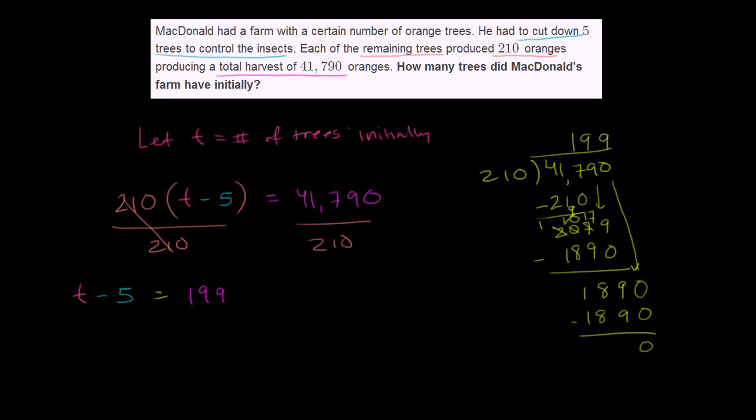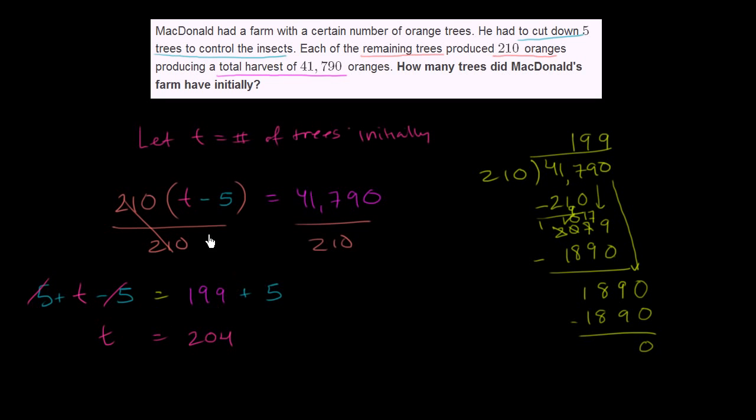And now we just have to add 5 to both sides. Remember, whatever we have to do to one side, we have to do to the other. Otherwise, the equality wouldn't be equal anymore. They were equal before adding 5, so if you want them to still be equal, you have to do the same thing to both sides. So the left-hand side becomes T, and the right-hand side becomes 204. So he started off with 204 trees.